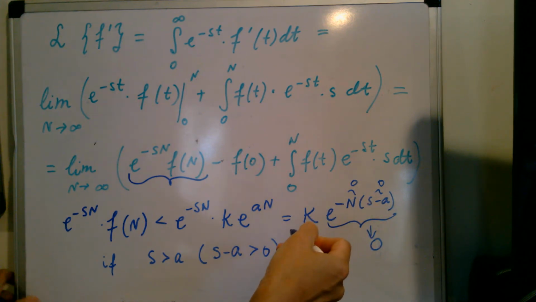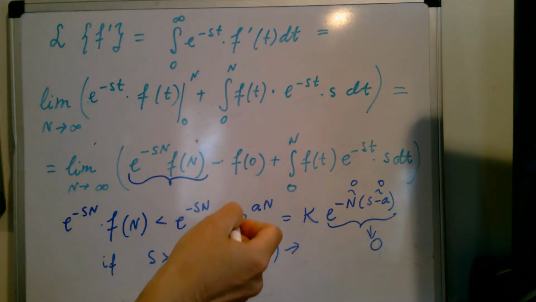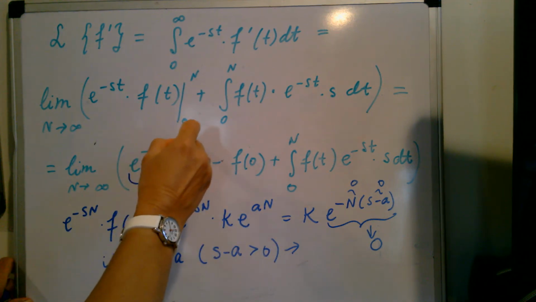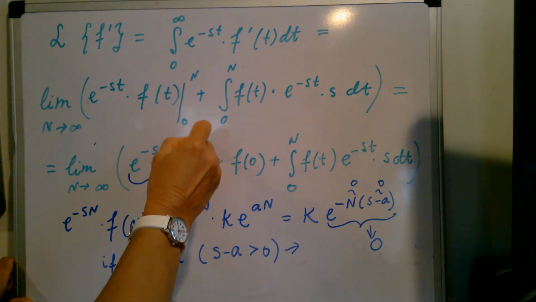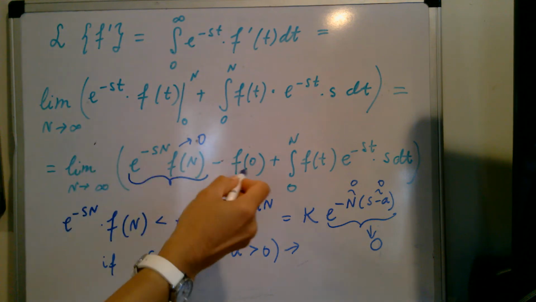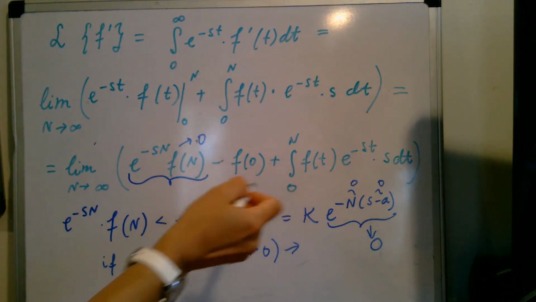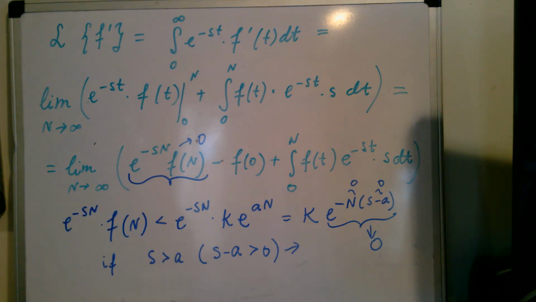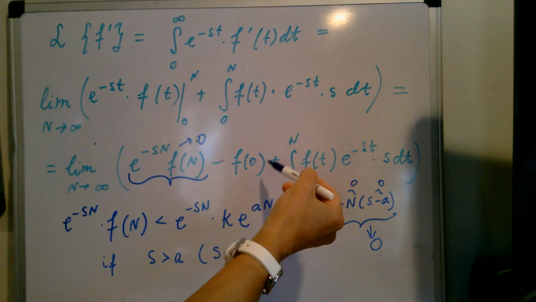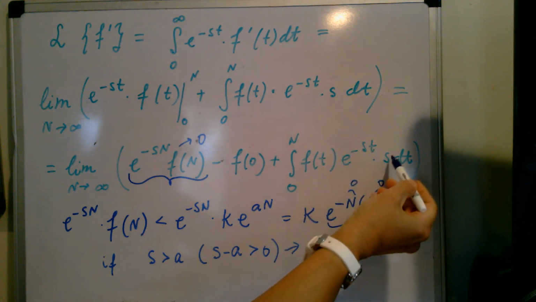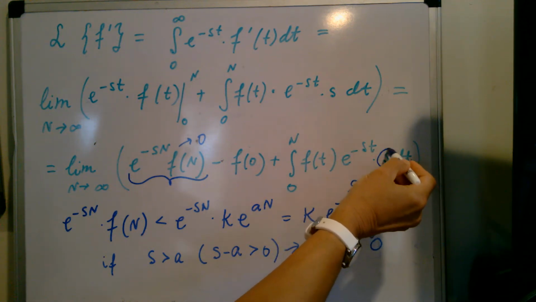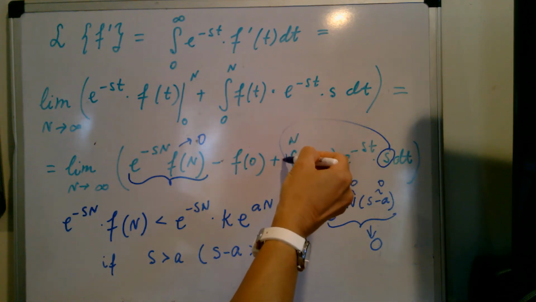This is just a number. So we have actually this term going to 0. This term does not go anywhere, it's just a constant. What is this, guys? For the integral about t, s is just a constant. You can take it outside of the integral. It's just a constant.